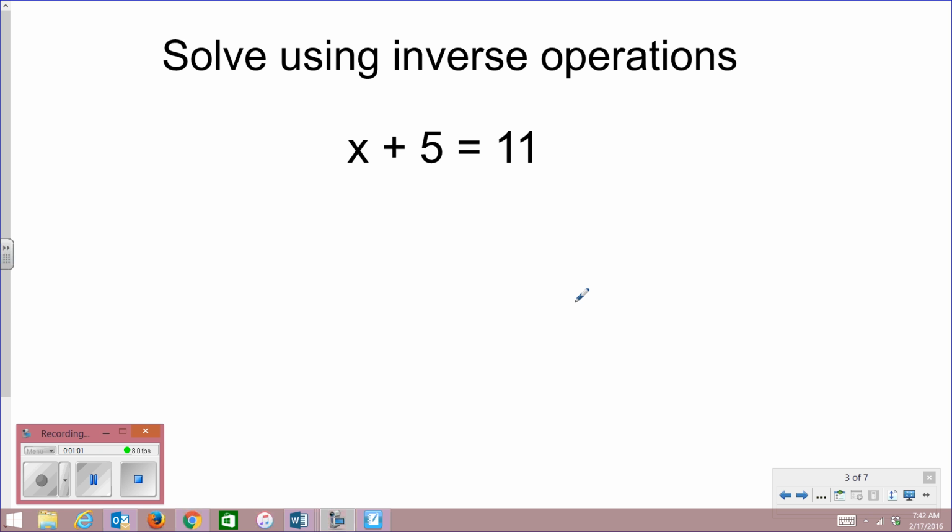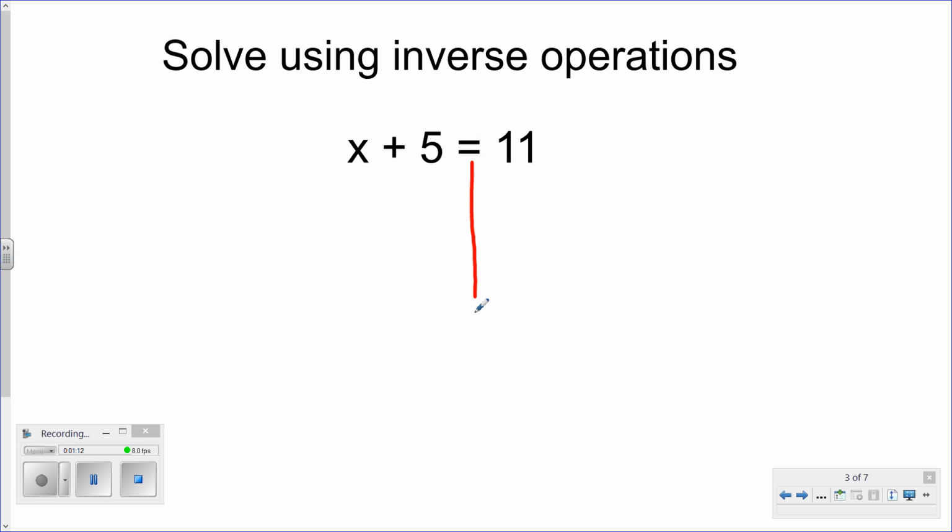Let's solve this equation using inverse operations. So first thing to remember is that an equation is like a balance with two sides. The equal sign divides the two sides. So I usually try to draw a line down the middle just to remember that I've got two sides here to work with that are equal to each other.